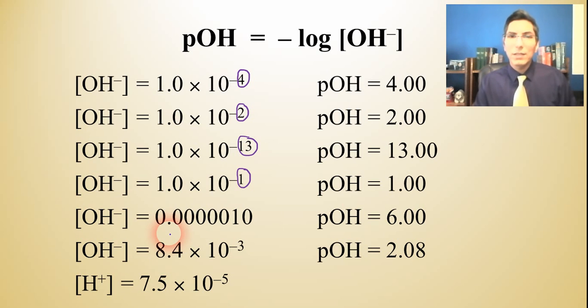If you're given an H+, you've actually got to take 1 times 10 to the minus 14th, divide it by this number, and get the OH minus concentration, which is about 1.33 times 10 to the negative 10th, and now take negative log of that number. It's about 9.88, somewhere in that neighborhood. So hopefully you can see how we get pH and pOH.